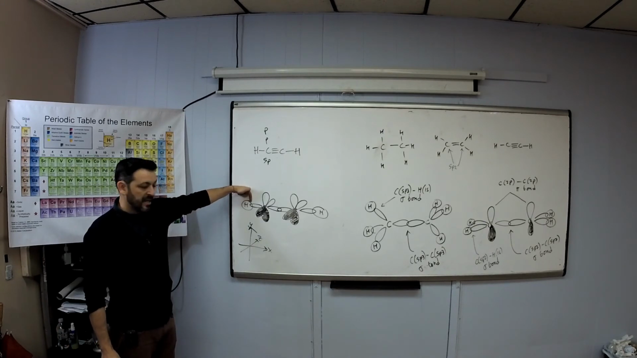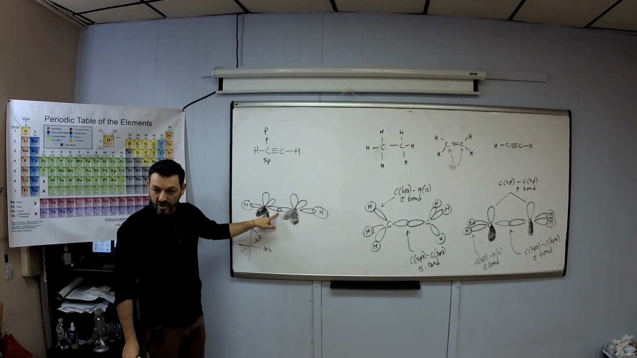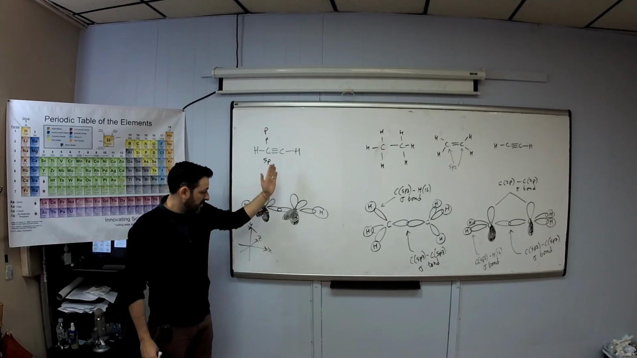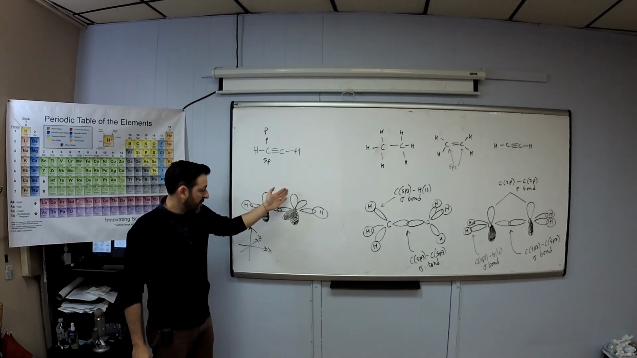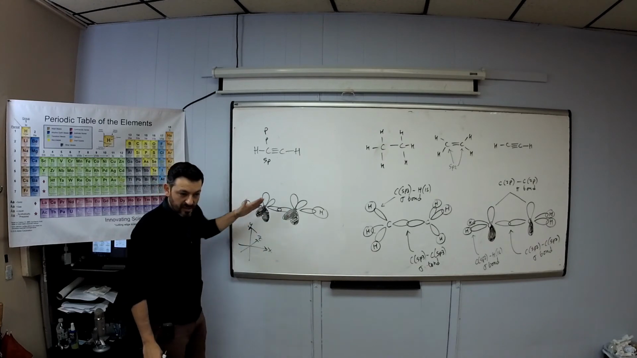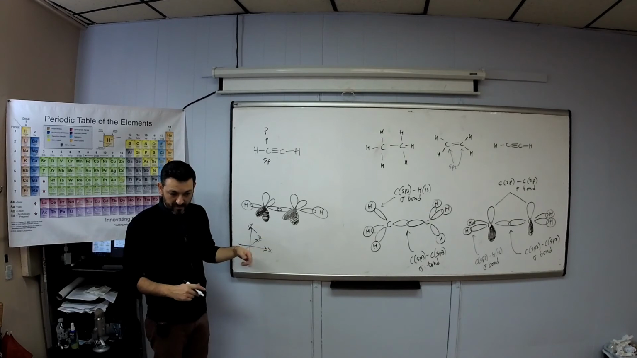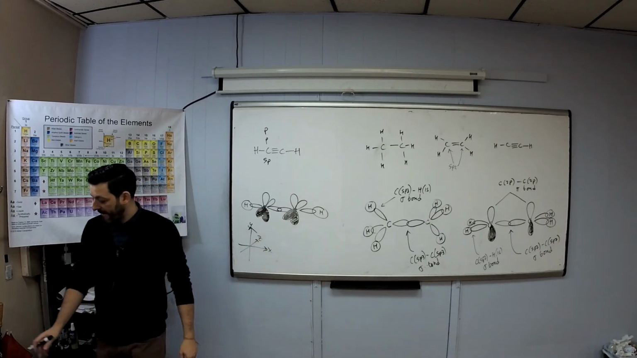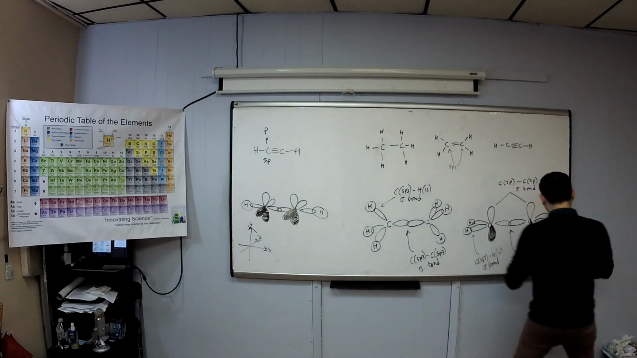I'm not going to write this down. You could write this down for homework. This is a carbon sp connected to hydrogen 1s sigma bond. This is a carbon sp connected to carbon sp sigma bond. And this right here is a carbon 2p to carbon 2p pi bond. And this other one's a carbon 2p to carbon 2p pi bond. You see each p orbital needs to partake in its own pi bond. I hope you understood this.